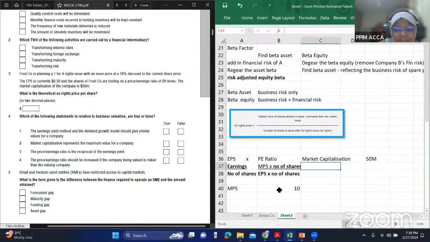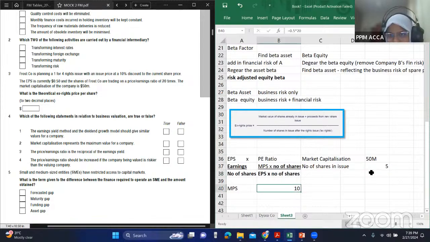So number of shares in issue is going to be 50 divided by 10. 5 million shares in issue. So if I want the market value of shares in issue, I will take 10 and multiply it by 5. Then plus proceeds from new share issue.